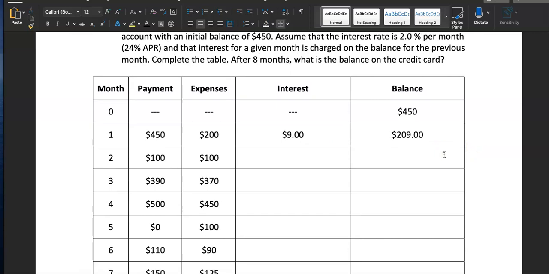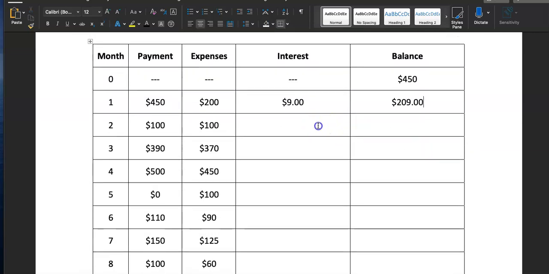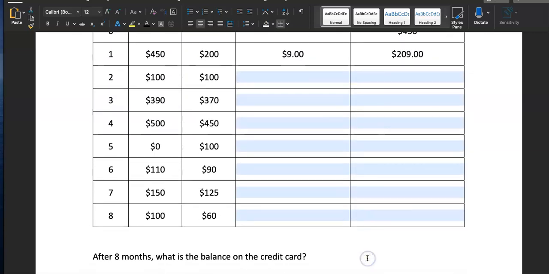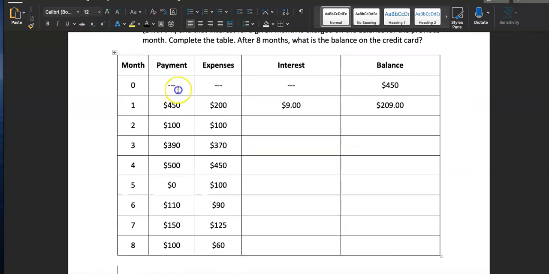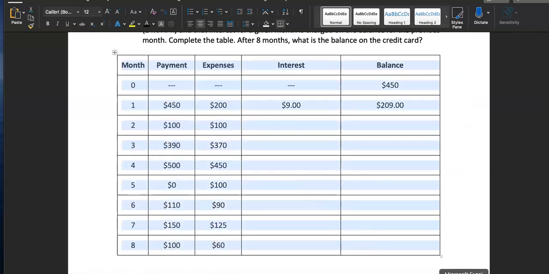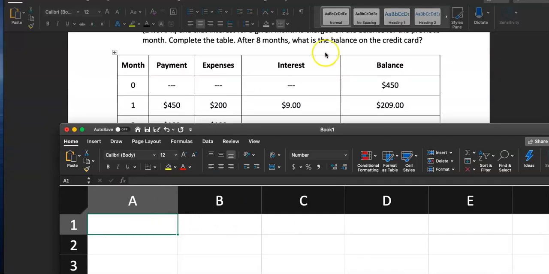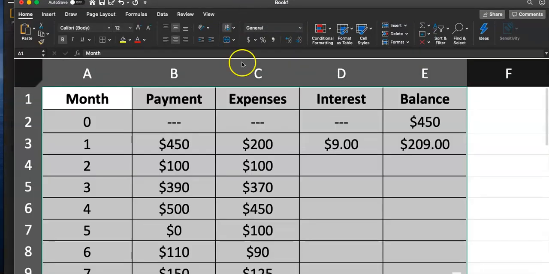So what I'm going to do is figure out the rest of these. How many blanks is that? 1, 2, 3, 4, 5, 6, 7 times 2, 14 blanks. So it's actually easier to do this on Excel. So copy this and just put it on Excel for me, and let's do it over here.